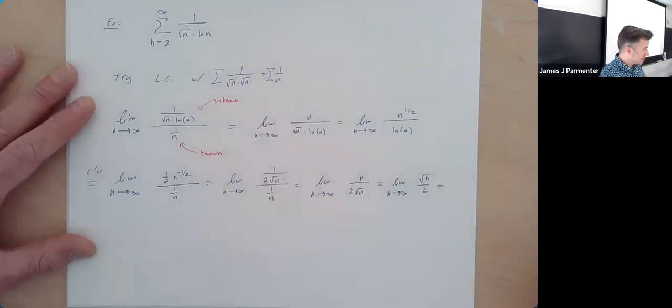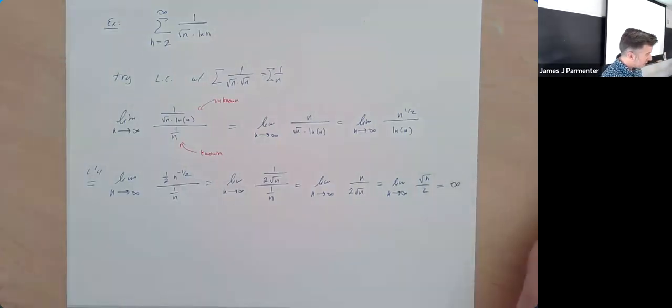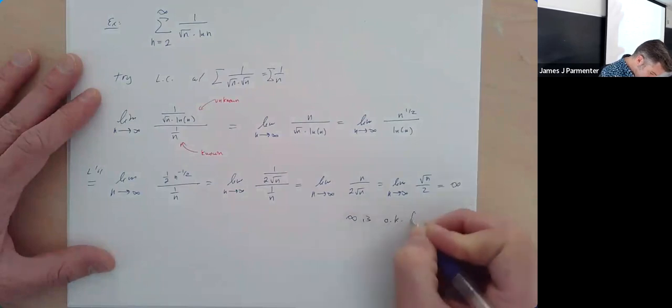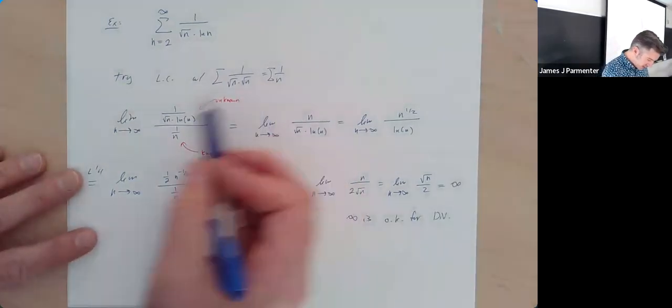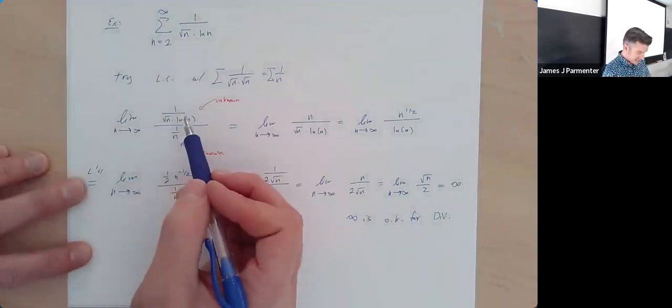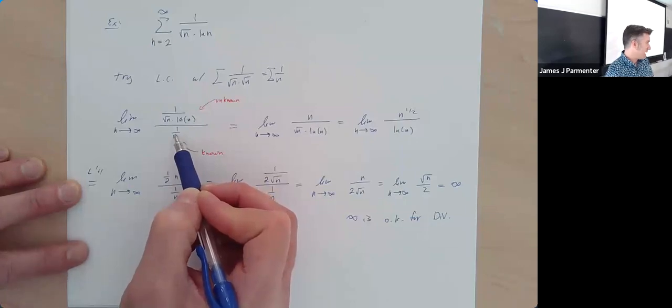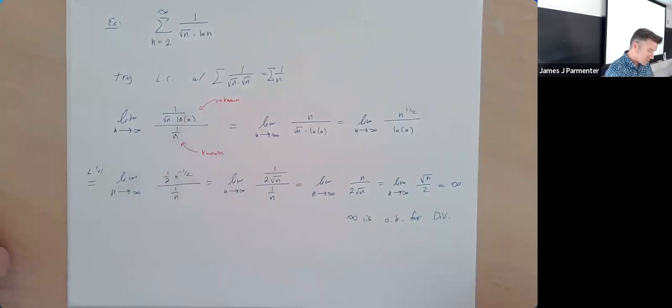And that's going to be what? Infinity. Is infinity okay? Yes, because I'm trying to show what? Divergence. Infinity is okay for divergence. Because again, what that really means is we're saying this sequence is in some sense infinitely larger than that sequence. Since that sequence has a divergent series, this sequence is also going to have a divergent series. Cool.